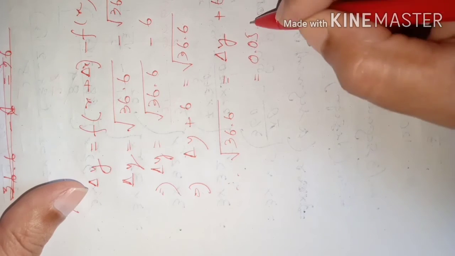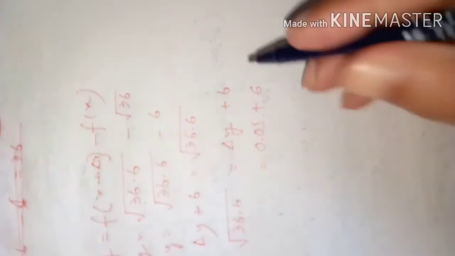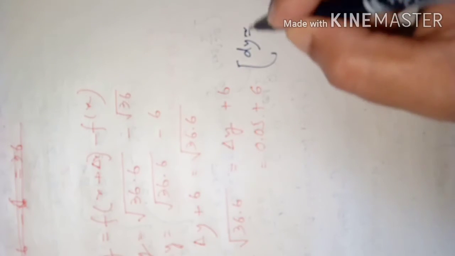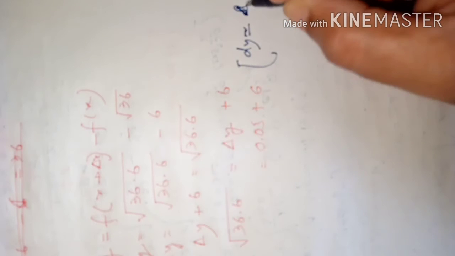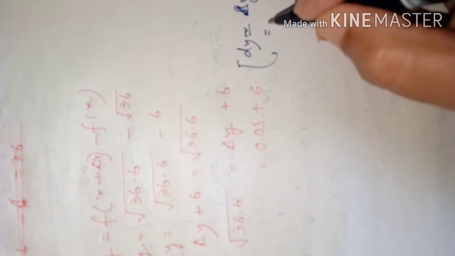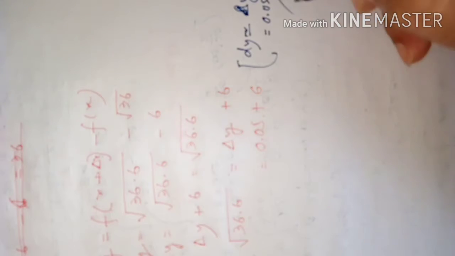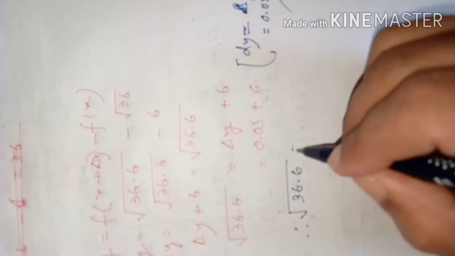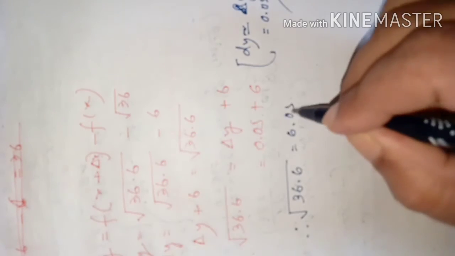Okay dear students. So now delta y we got 0.05. In the previous calculation we got dy approximately equal to delta y, that is equal to 0.05. So at the end we got the value of under root 36.6 as 6.05.